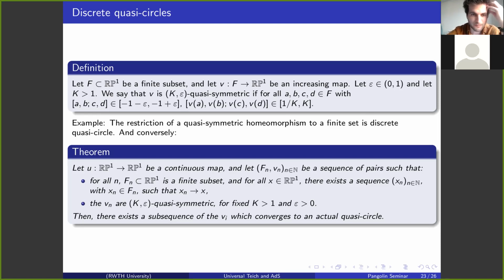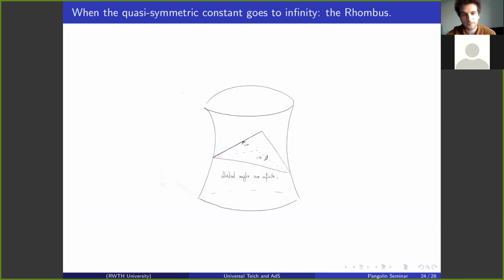It's based on a fact which is typical in AdS geometry, that you can actually precisely know when the constants of quasi-symmetry are going to diverge. And actually only one thing can happen, and this thing is called a rhombus. And this is exactly what happens when a quasi-circle becomes less and less quasi-symmetric. So this is to describe.